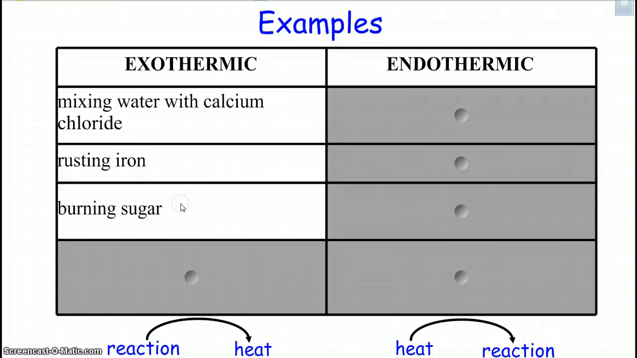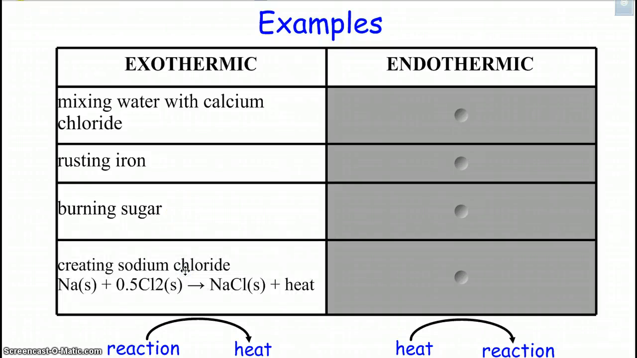Okay. The burning of sugar, exothermic. Heat is being given off. And creating sodium chloride or salt. So sodium chloride, when you add these two things together, yeah, you get salt, but you also get energy.